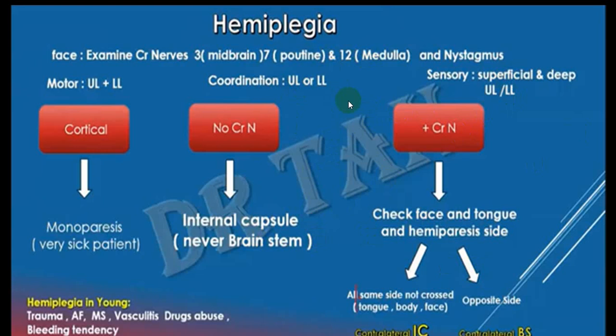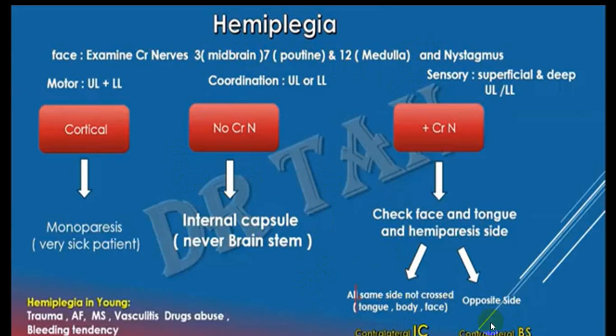And then, if you want to further differentiate, you will have to go through hemiplegia diagnosis by brainstem level, that is pons, medulla, and midbrain. So, brainstem syndromes, I'll be uploading that separately. If you come across a contralateral hemiplegia, it will be in the internal capsule or above the midbrain.